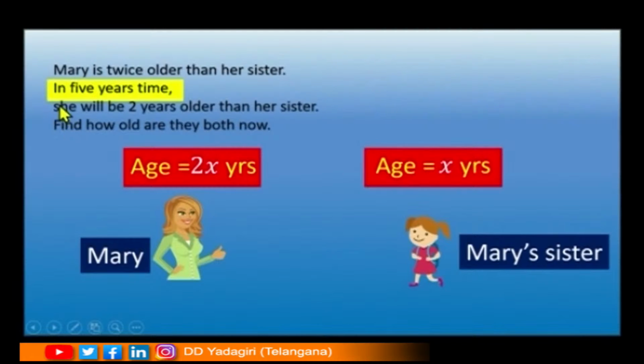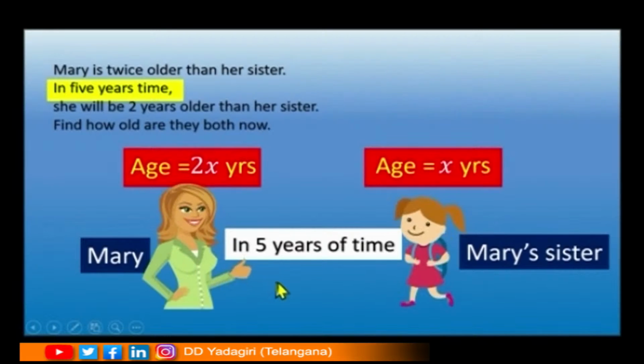Next part of the question says, in 5 years' time, that means after 5 years, definitely they will have grown up, and what happens to their ages? Suppose initially Mary's sister's age is 3 years, after 5 years it will become 3 plus 5. If initially it is 6 years, after 5 years it will become 6 plus 5. And we assumed Mary's sister's age as x years. Now after 5 years her age becomes x plus 5, and Mary's age will be 2x plus 5. Initially her age is assumed as 2x, now it is 2x plus 5.